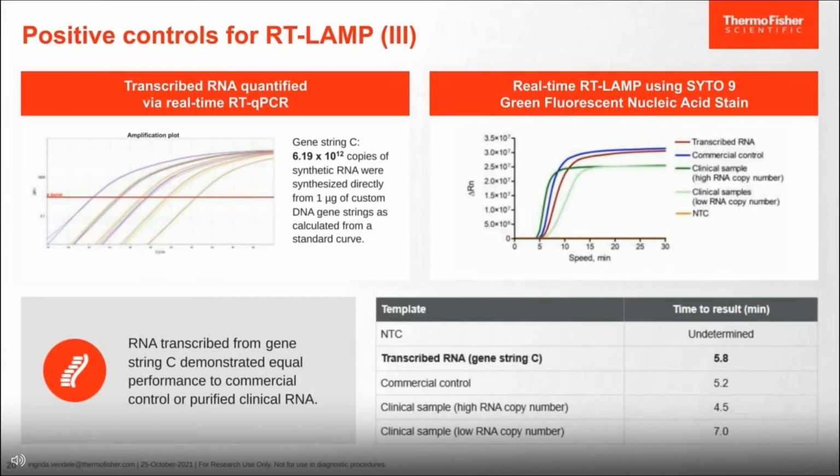And here, positive controls for RT-LAMP are validated. So first, transcribed RNA was quantified via real-time RT-qPCR. Here I'm only presenting gene string C, and you can see the copy number that was calculated from RT-qPCR results. Many copies were generated directly from just 1 microgram of custom DNA gene strings. And real-time RT-LAMP using SYTO 9 green fluorescent nucleic acid stain demonstrated that RNA transcribed from gene string C demonstrated equal performance to commercial control or purified clinical RNA. And the time to result was just 5.8 minutes when commercial control was just 5.2, and we have 2 good examples of clinical samples with high or low RNA copy number, and the reaction time was very similar.